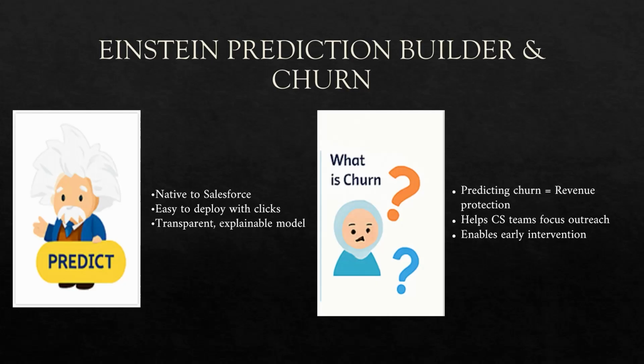That's where Einstein Prediction Builder comes in. Einstein Prediction Builder helps us predict outcomes like churn risk score using the data you already have in Salesforce. The best part, it is entirely no code. You don't need to be a data scientist. You select the field you want to predict, pick the inputs, train the model, and let Einstein handle the rest. Let me walk you through how we built a churn prediction model in just a few steps.